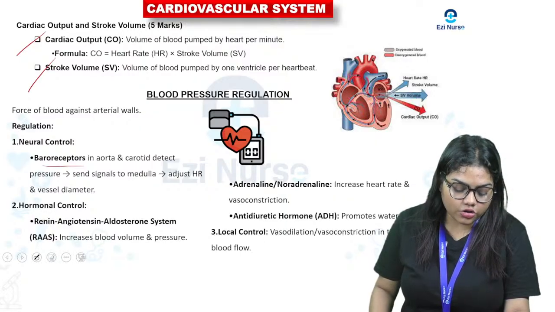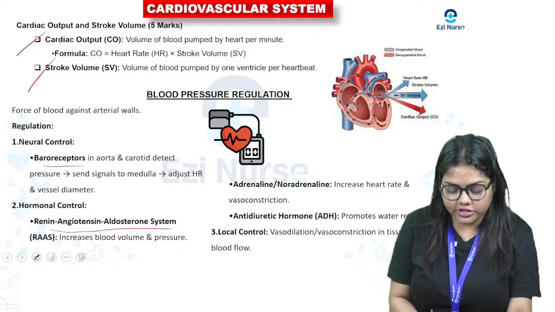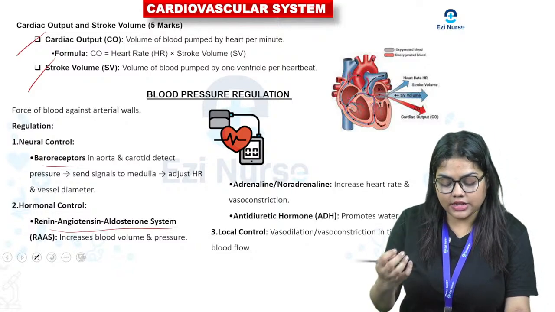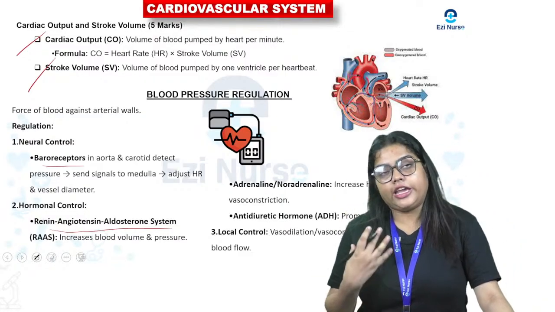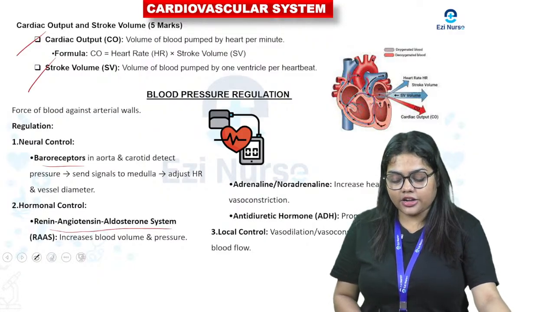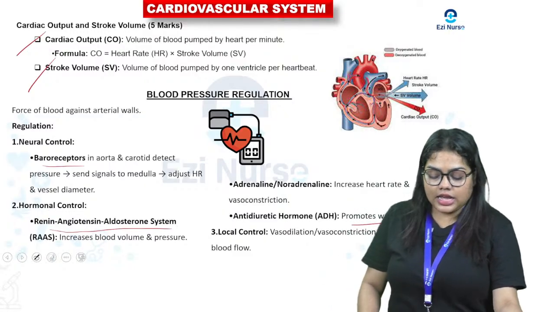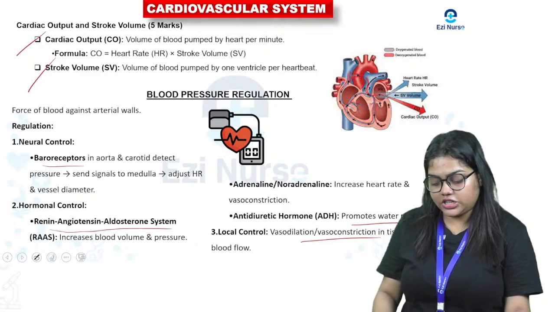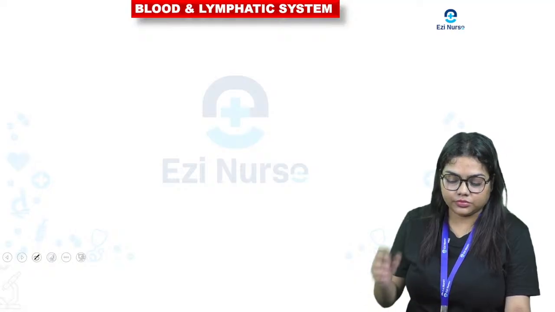The hormonal control involves the renin-angiotensin-aldosterone system or RAAS, which will increase the volume and the pressure of the blood. Then adrenaline and noradrenaline will again increase the heart rate and cause vasoconstriction. Antidiuretic hormone promotes water retention in the blood. Lastly, local control is done by vasodilation and vasoconstriction in the tissues, which regulates the blood flow.